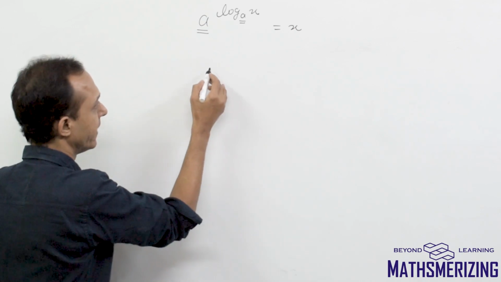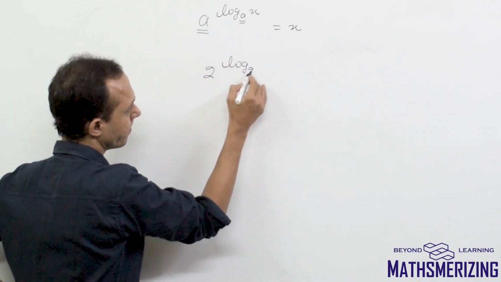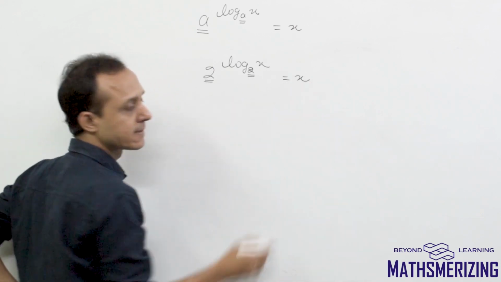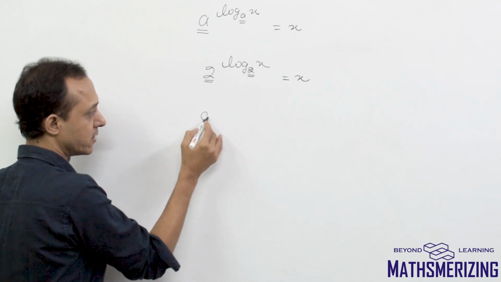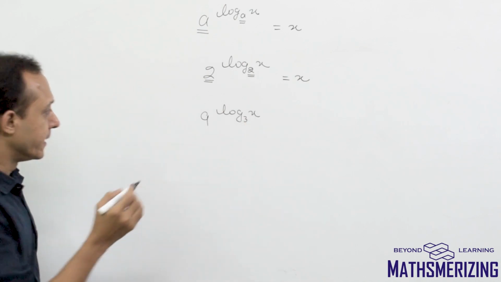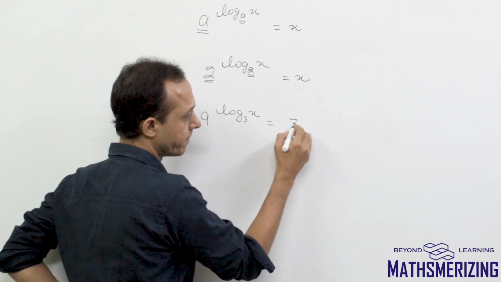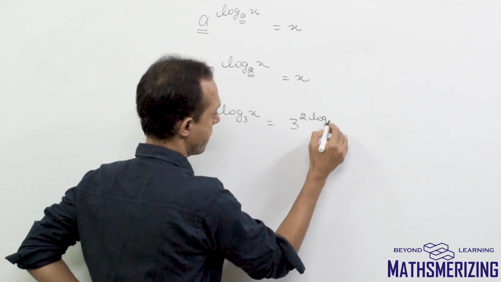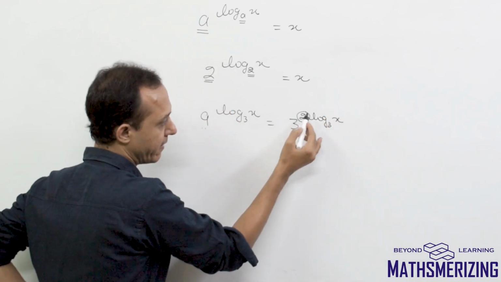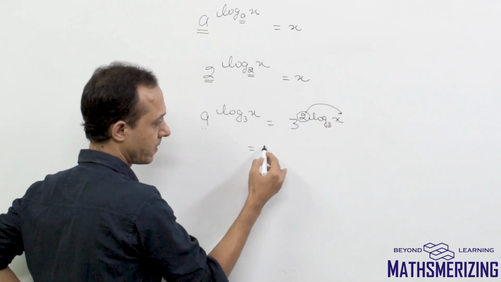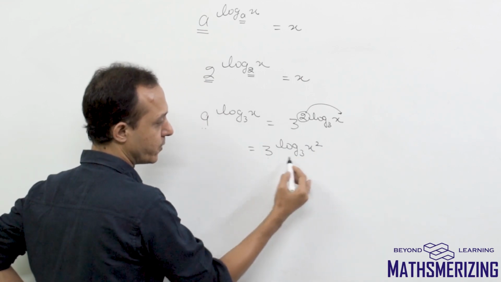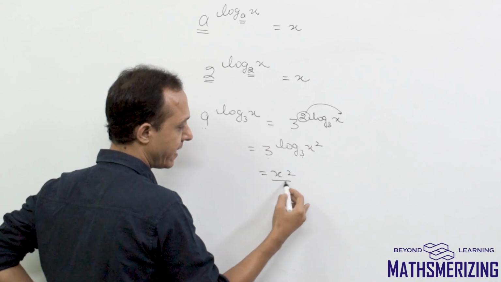So say, for example, if I have 2 to the power log x base 2, I have this number 2 and I have this base 2, so I'll simply write it as x. Now what if I have this? Suppose I have 9 to the power log x base 3. Now I can write this 9 as 3 squared, and I can bring this 2 to the power of x. So this is 3 to the power 2 log x, which is log x squared to the base 3. Now the exponent and base are the same, so I'll cancel it. So I'll get this as x squared.